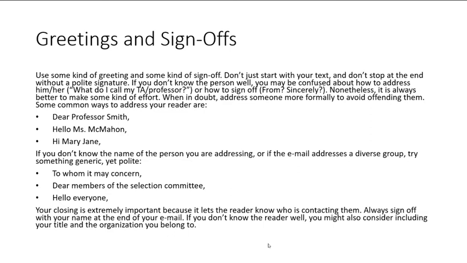Sometimes it can be confusing about how you address somebody or how you sign off. And we'll talk a little more about all the different ways we can do that. But it's always better to make some kind of effort and maybe be a little weird about it than just going directly into your message, because it's abrupt. It's kind of rude. Think about it in terms of how somebody would come up to you and talk to you in real life.